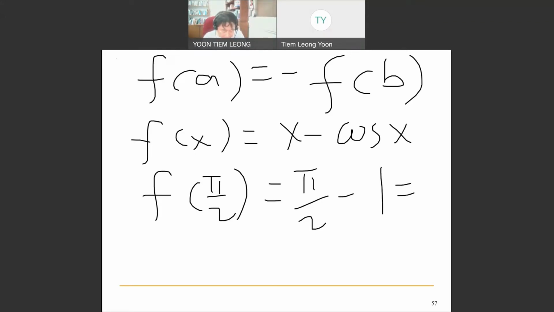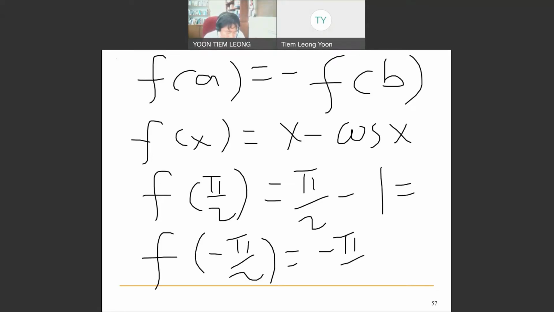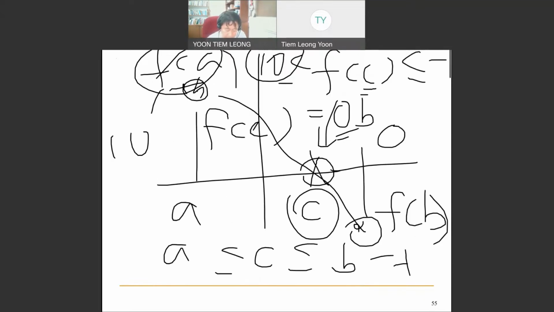Then you choose another number. Don't know what number is that. So maybe you choose a number called minus pi over 2. Is it a good number? Minus pi over 2 minus cos of pi over 2. Cos of negative pi over 2 is what? Is also 1. Am I right? Is it correct? Okay, so cos of pi over 2. Let me try to figure out myself first before I proceed on.